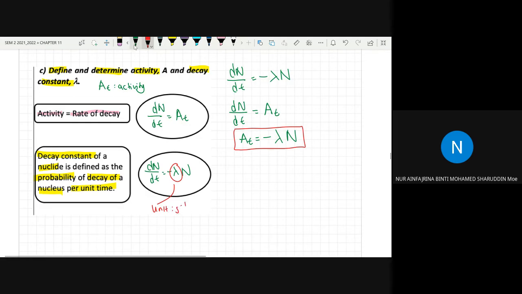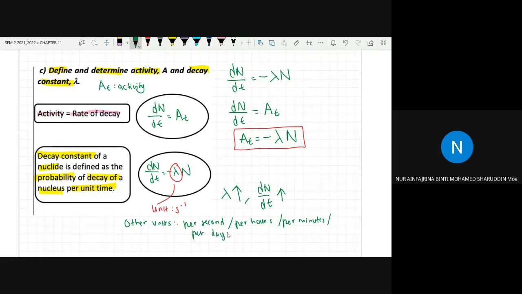So you need to know one thing. As your decay constant increases, what will happen to your rate of decay? Increase ke decreases? Increase. Your rate of decay will increase. So your decay constant, the other units yang dia boleh jadi adalah ni per second kan? Okay, mesti tulislah. Dia boleh jadi per second ataupun per hours, per minutes, per days, per months and per years. Banyaklah semualah, per decades, per century, whatever, all can. As long as it's time.